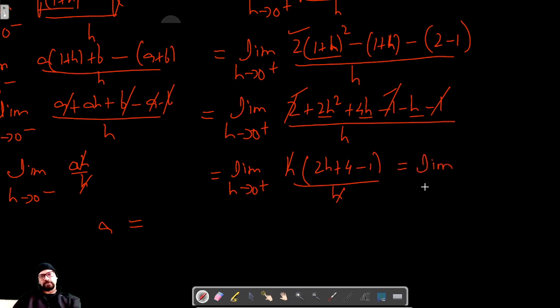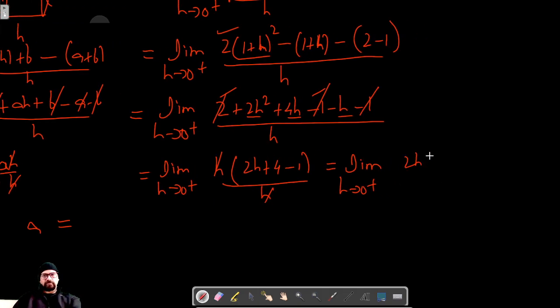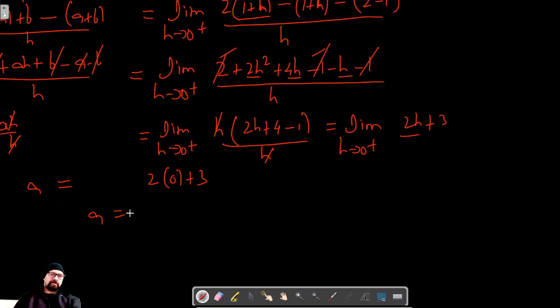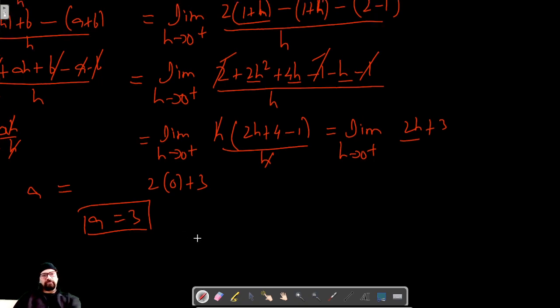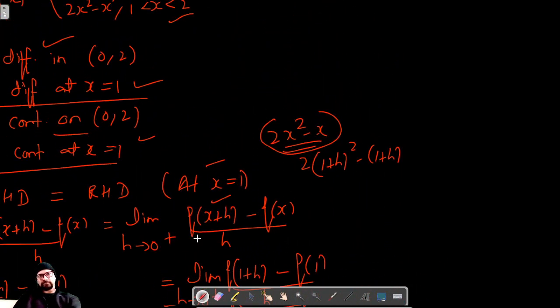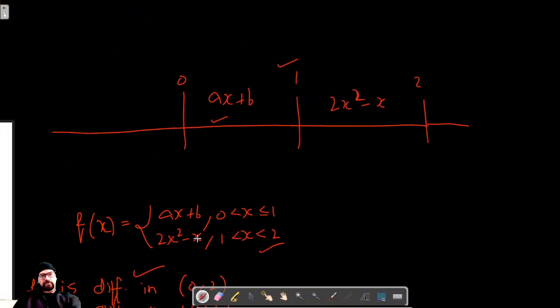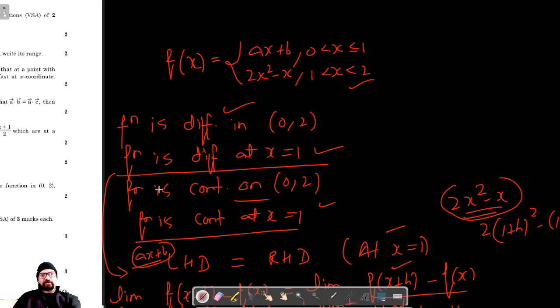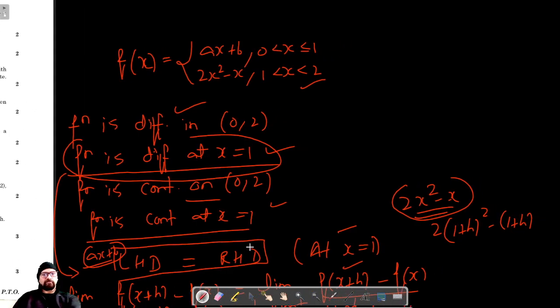Which is equal to limit h tends to 0, positive, and this is 2h plus 3. So if we use the limit now, this is equal to 2 into 0 plus 3, which is equal to 3. So a is equal to 3. Okay, we have found the value of a, and we have just used the condition of the left hand derivative. So we have used the condition that the function is differentiable at x is equal to 1, where we equated the left hand derivative to the right hand derivative.